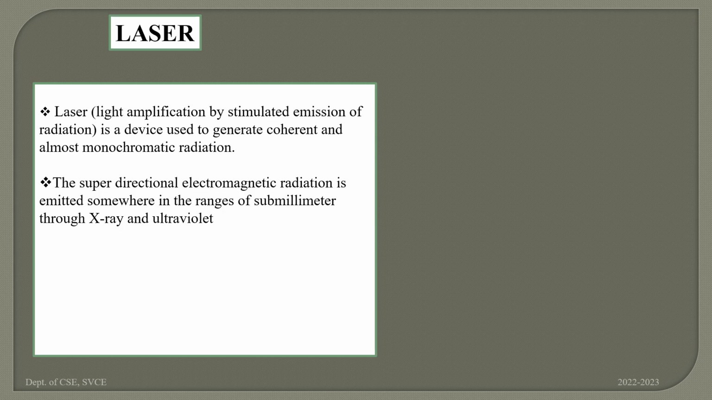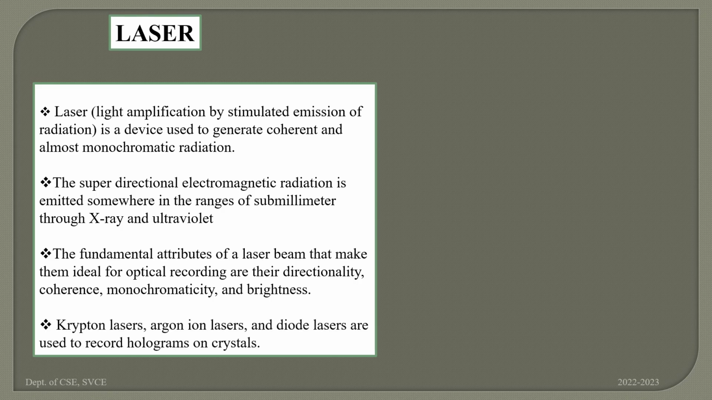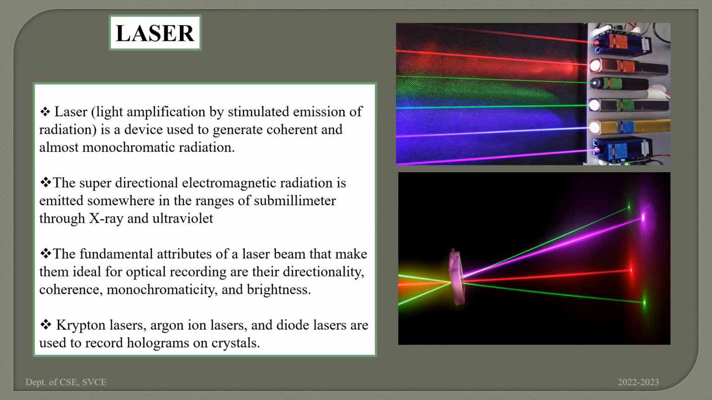The superdirectional electromagnetic radiation is emitted somewhere in the ranges of submillimeter through X-ray and ultraviolet. The fundamental attributes for the laser beam to make them ideal for optical recording are their directionality, coherence, monochromaticity, and brightness. Krypton lasers, argon ion lasers and diode lasers are used to record holograms on crystals. So these are the pictures of the laser.